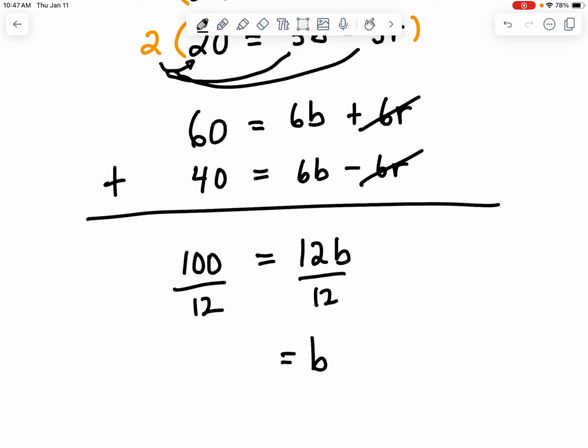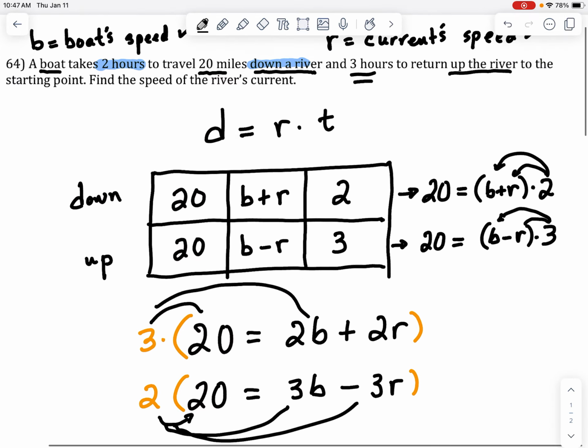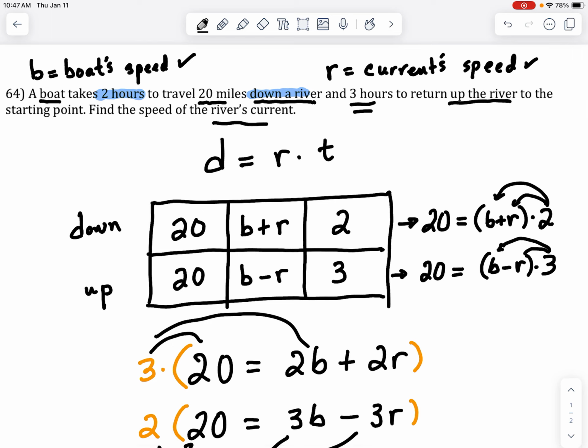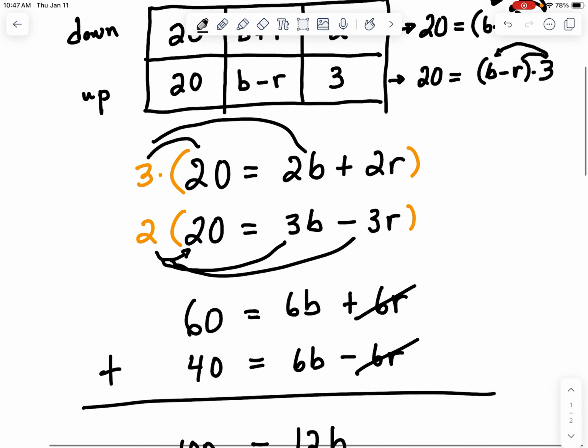And then how much is 100 divided by 12? That's not really worth switching the screen over to the calculator, so I'll just do that on the side real quick. That equals 8.33. So by itself, the boat would be going 8.33 miles per hour. Now let me see, does that answer the question? Find the speed of the river's current. So I still need to solve for r.